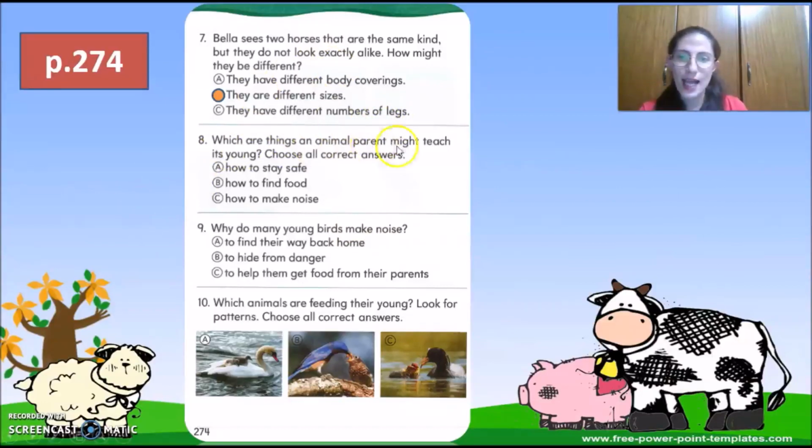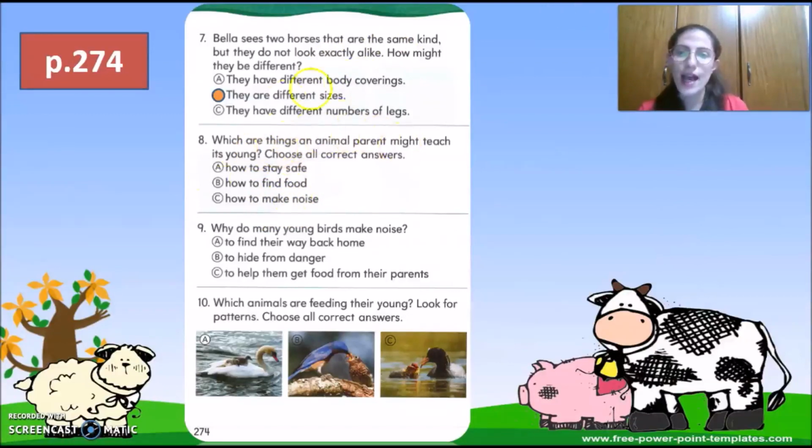Number 8. Which are things an animal parent might teach to its young? Choose all correct answers. When they say choose all correct answers, it means we have more than one answer. So, A, how to stay safe. B, how to find food. C, how to make noise. So, let's go again.